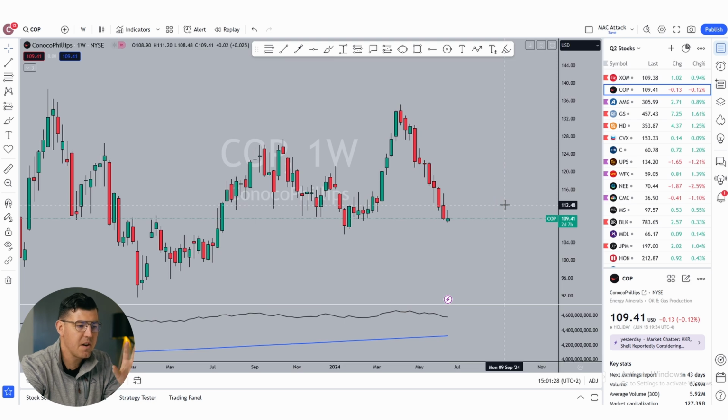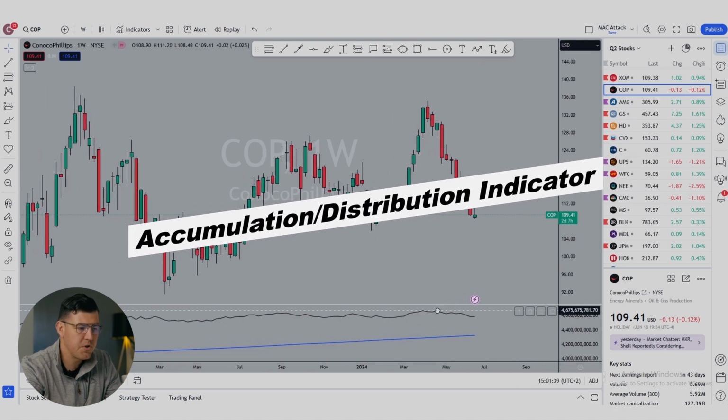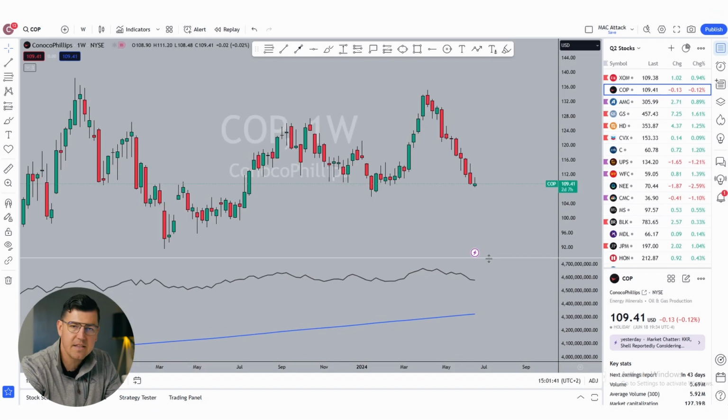And I'm firstly going to go through what you need to see on your charts and what you need to add onto your charts. So for me, the first thing I add is the accumulation distribution indicator. This is an indicator that indicates the balance of buyer volume against seller volume. So that's the first indicator.